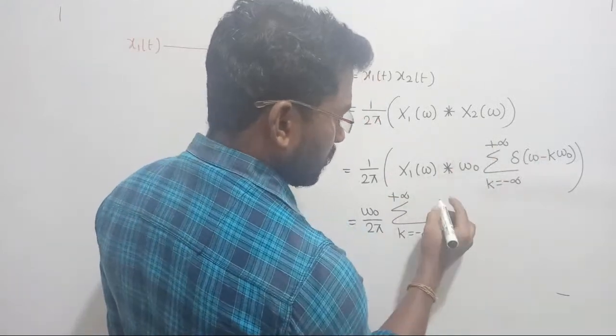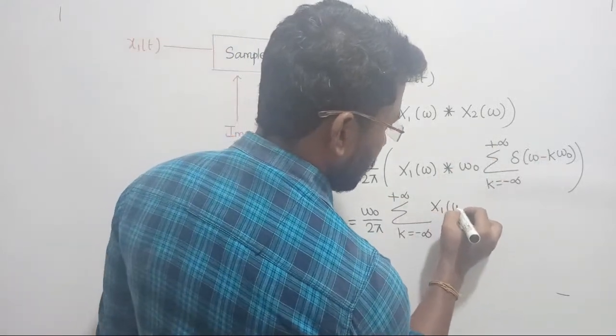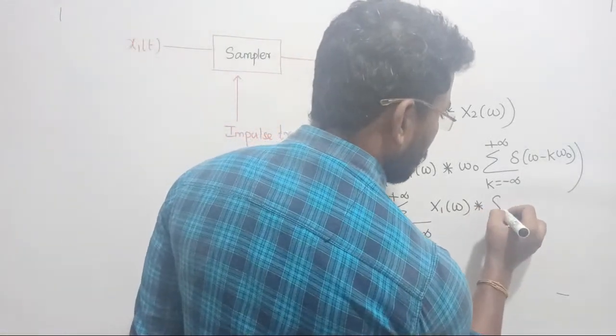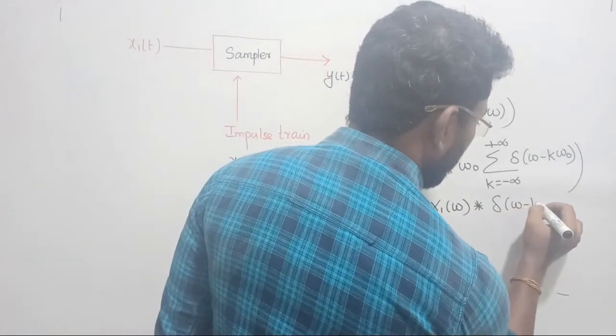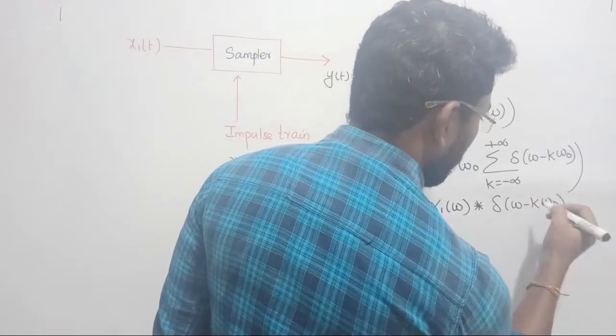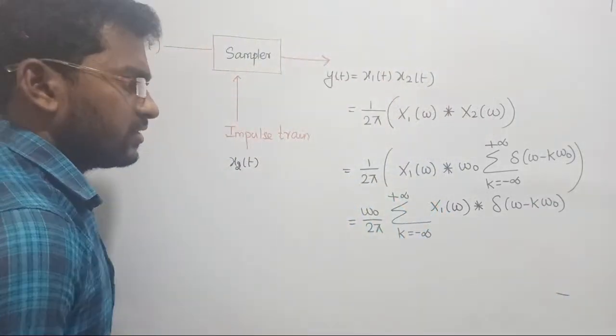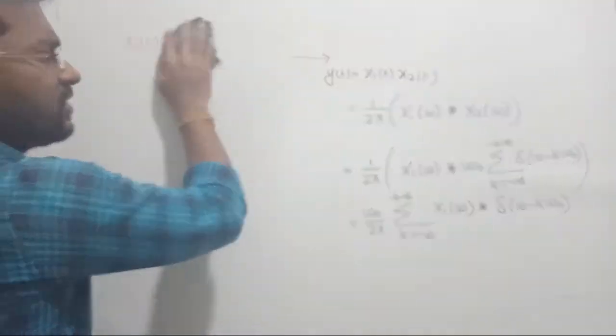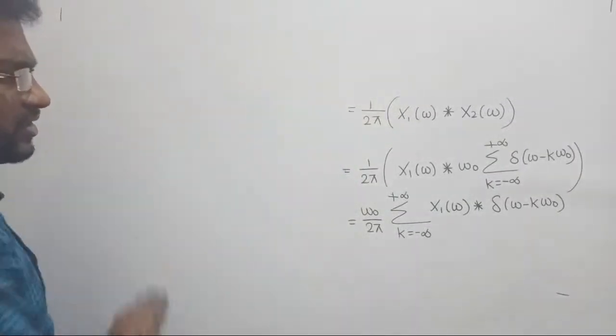Let us rewrite this function from minus infinity to plus infinity. You can club these two functions together such that it will become X1 of omega, and it is going to be in convolution with del of omega minus k times omega naught. Clear? Yes. Let us see how we are doing this sampling process. Slowly understand. Sampling is a very simple process.